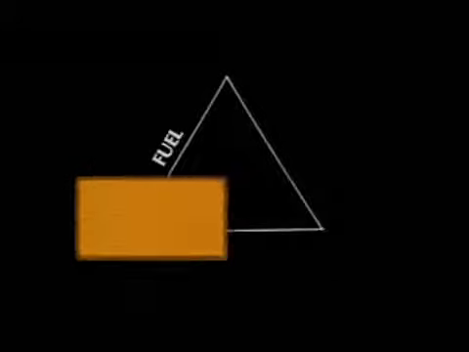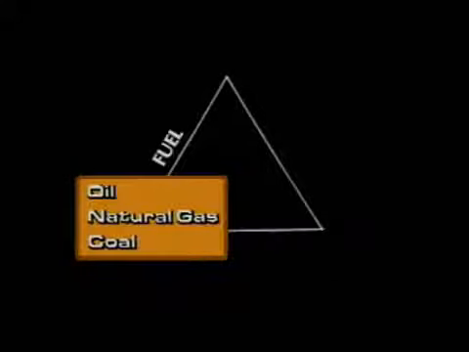To generate the heat, boilers rely on the process of combustion. That is, they burn fuel to provide the heat required. In simple terms, there are four requirements for combustion, which we'll illustrate on a combustion triangle. One requirement is fuel. Most boilers burn oil, natural gas, or coal.